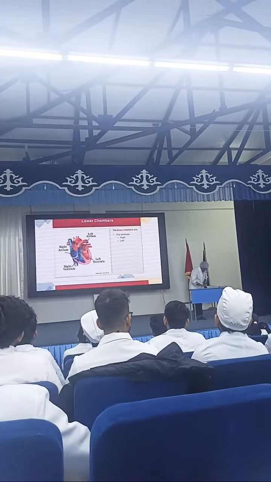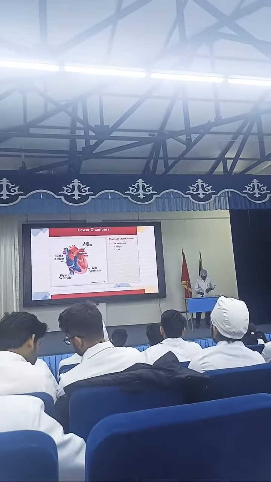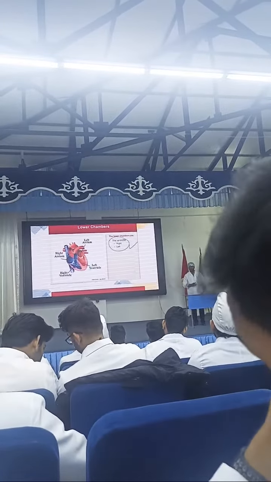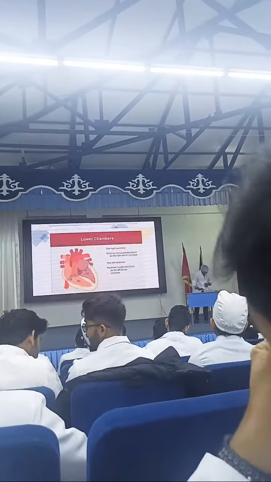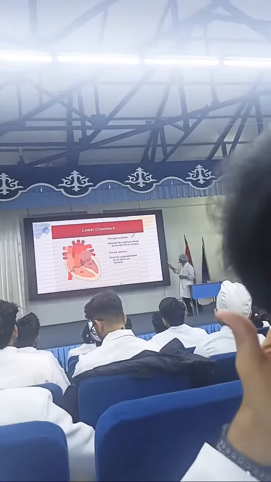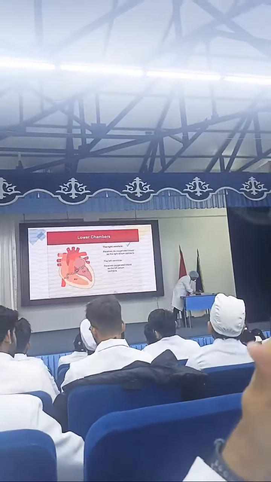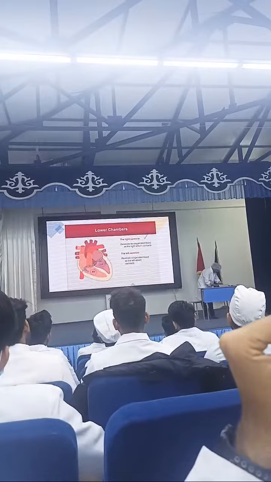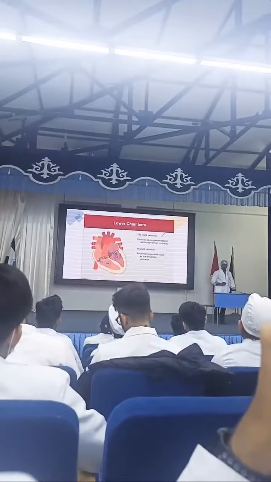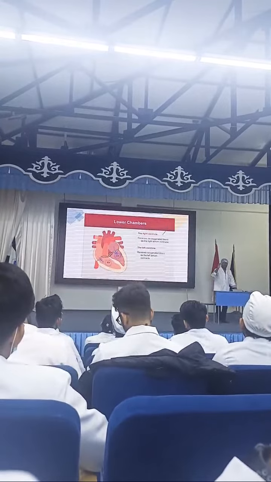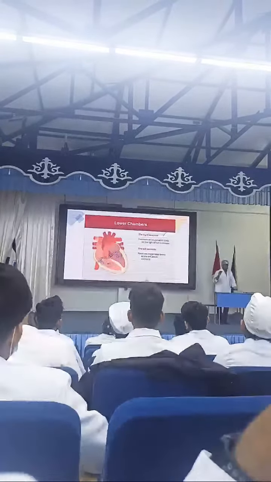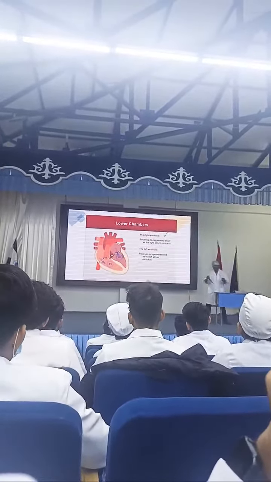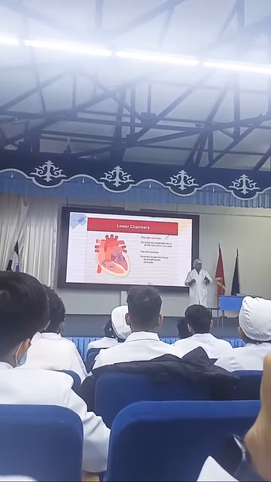Then followed by that, you take the lower chambers. What are the lower chambers? Lower chambers are the ventricles. Right? So what ventricles? That is your right ventricle and as well as the left ventricle. So now the right ventricle, what it does, it receives the deoxygenated blood from the right atrium, and left ventricle, it receives the oxygenated blood from the left atrium, right? And what is the valve between right atrium and right ventricle called? Tricuspid valve, right? And what is the valve between left atrium and left ventricle? Mitral valve.